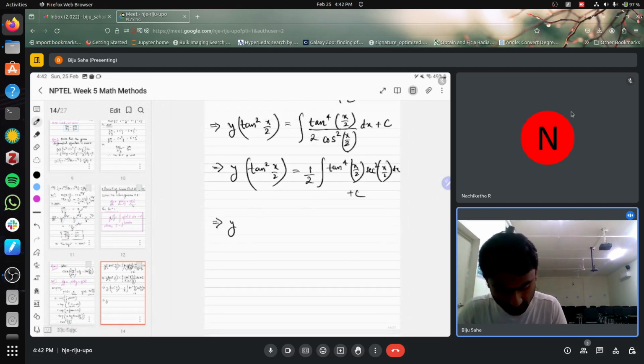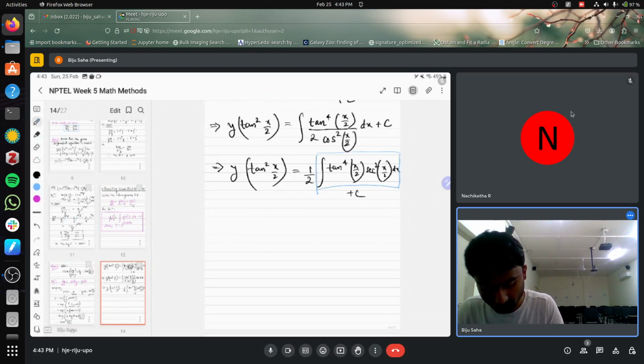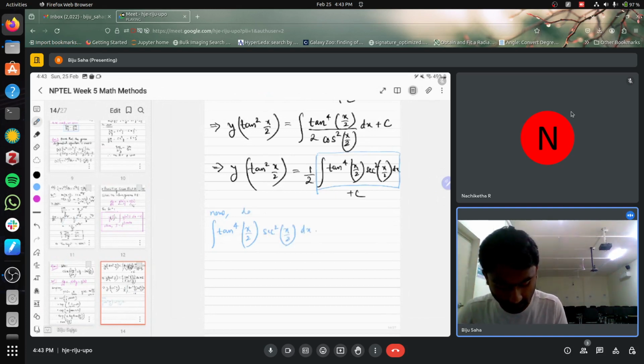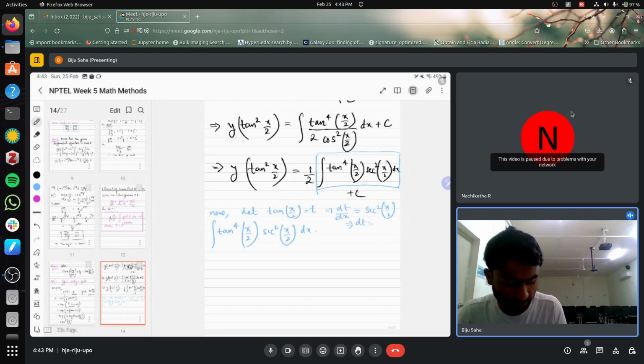So let us focus on this integration. Okay, this particular integration. In this you can take tan x by 2 to be equal to some variable, let's say t, then your dt by dx would be equal to sec square x by 2. So dt is equal to sec square x by 2 into dx.